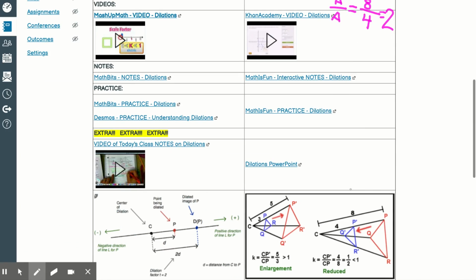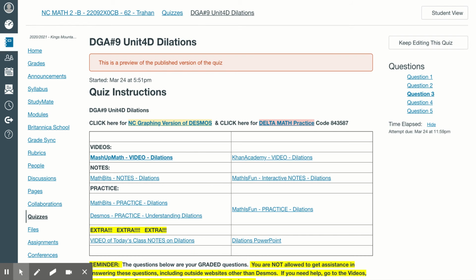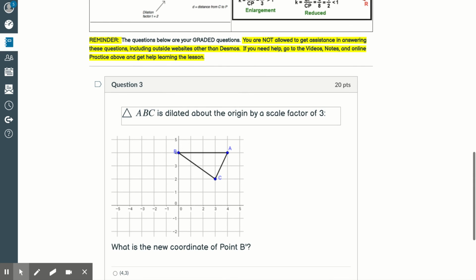All right. Next question. Let's see what we got here. The next one. What is the new coordinate of point B prime? Okay, so this time it gives you the scale factor.